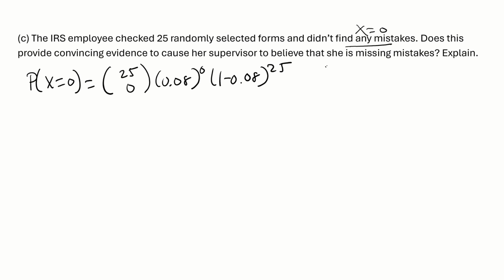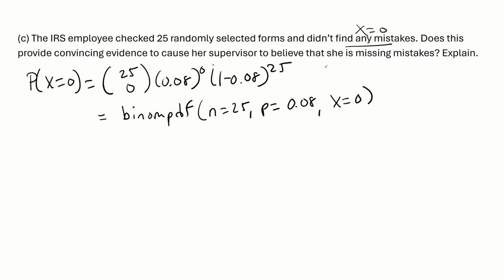All right, and of course we're not going to do that. We're just going to use binomial PDF of n equals 25, p equals 0.08, and X equals 0. And when we do that, we get 0.124.